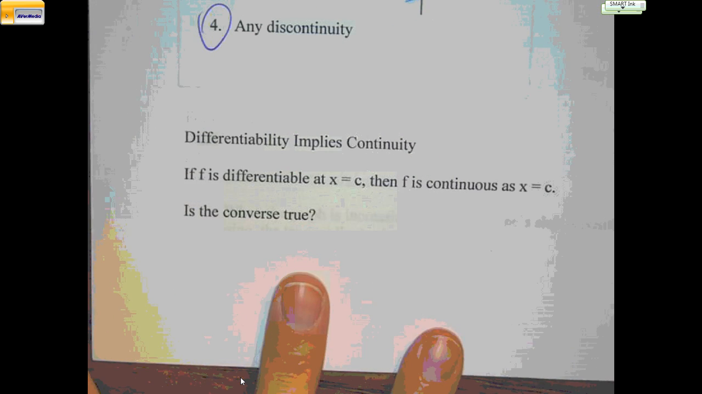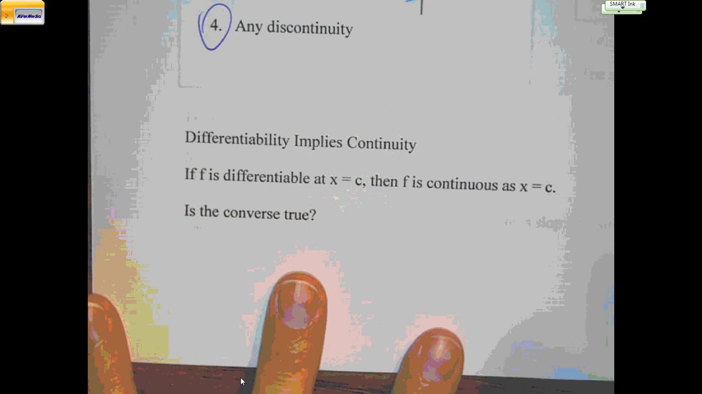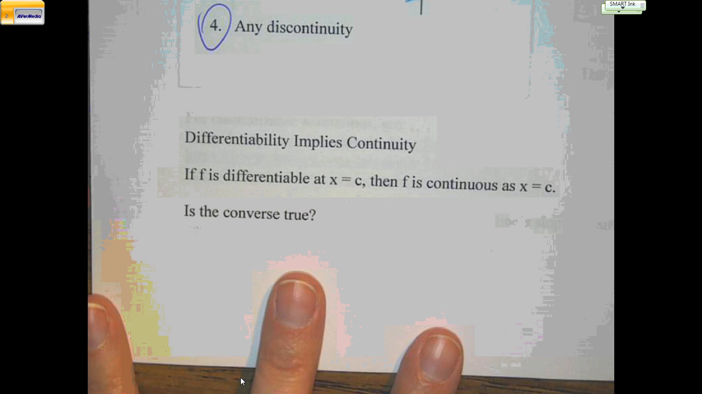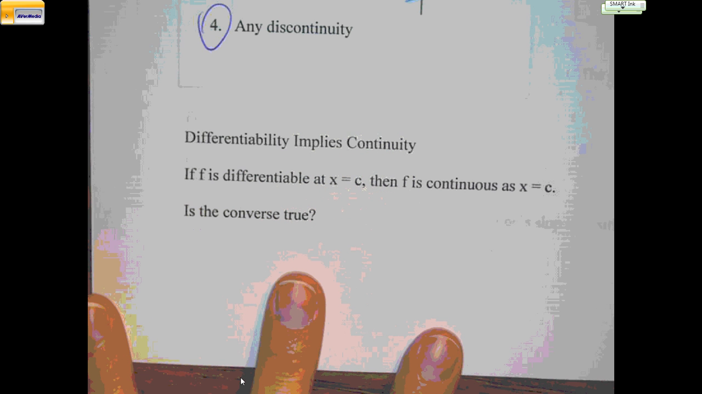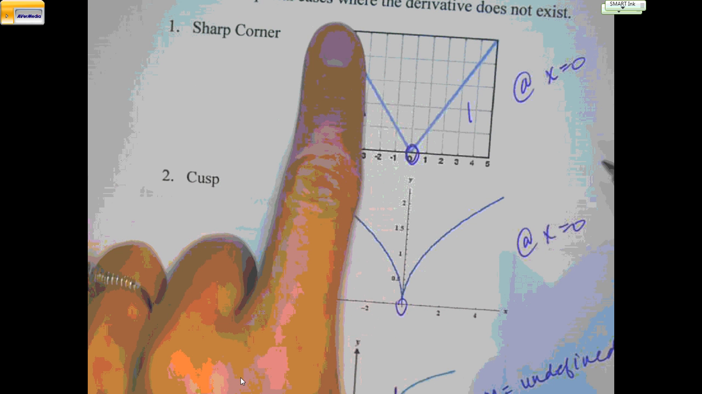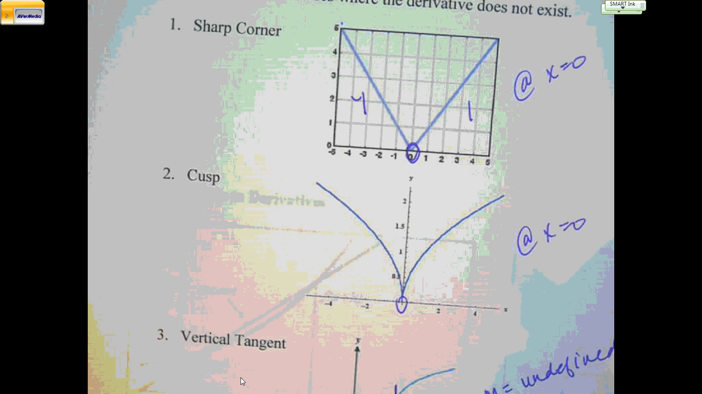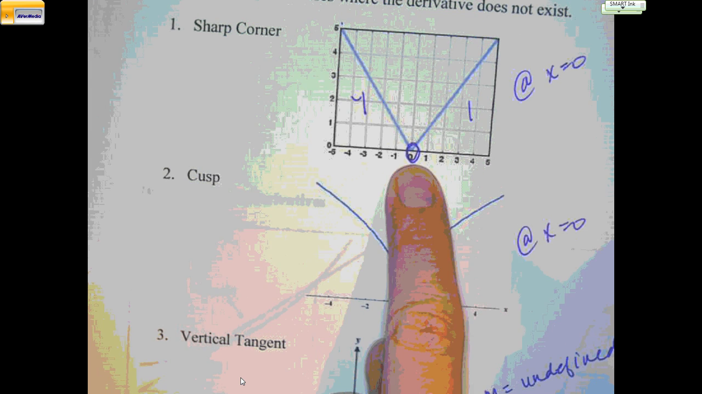Last little bit. Differentiability implies continuity. If the function is differentiable at x equals c, then the function is continuous at that same point. Is the reverse true? If it's continuous, is there a derivative? Is this continuous? Is there a derivative all the way through? That one doesn't have a derivative. So the converse is not true.